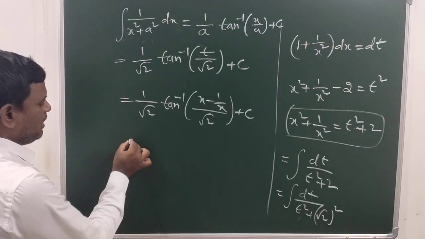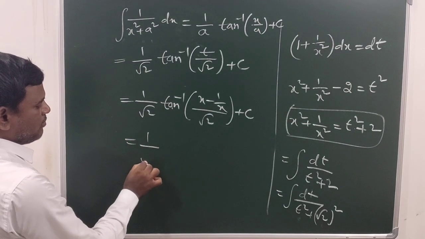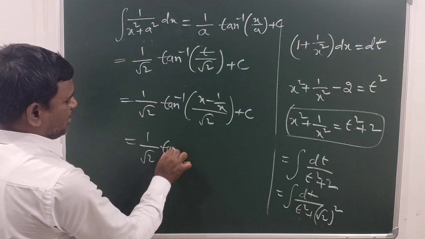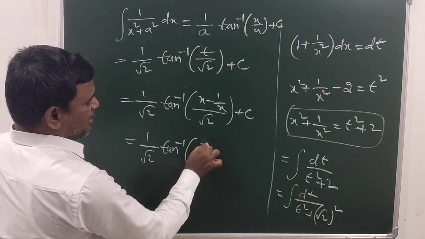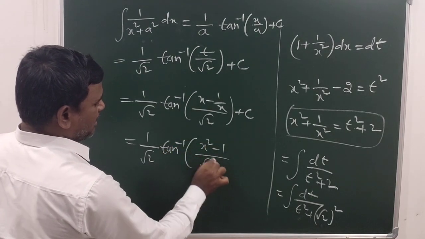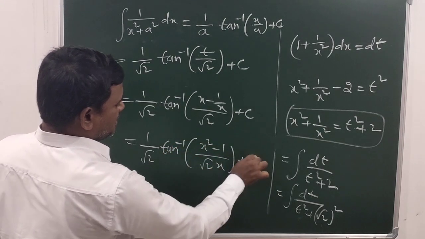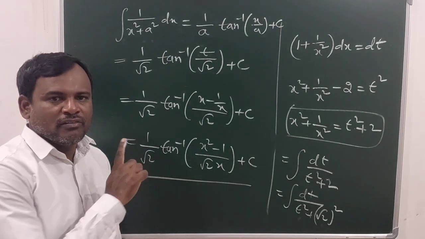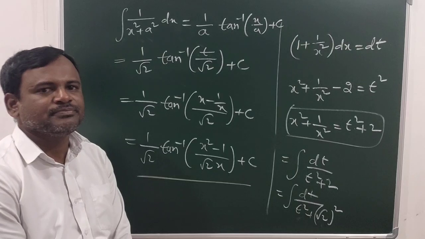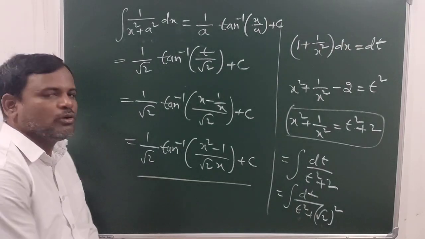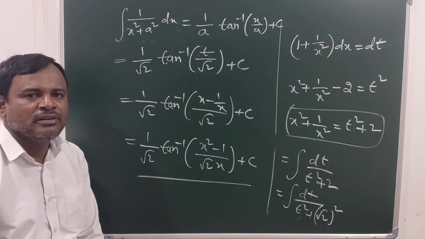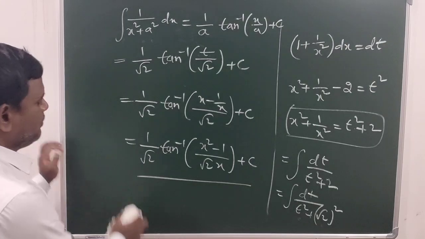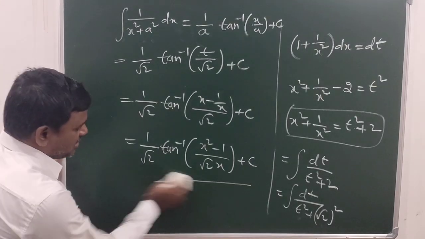If you simplify further, 1 by root 2 tan inverse of x square minus 1 by root 2 x plus c. So this is your required integral for the given function. I hope you have understood this. Now let us go to one more application based on this concept.